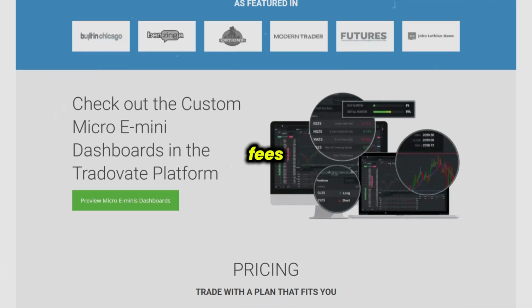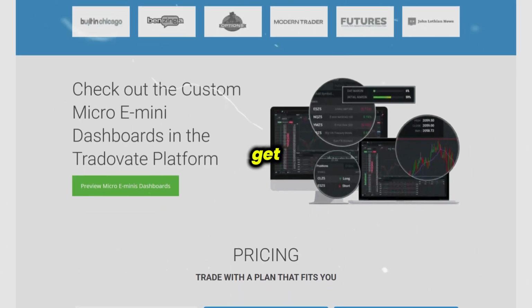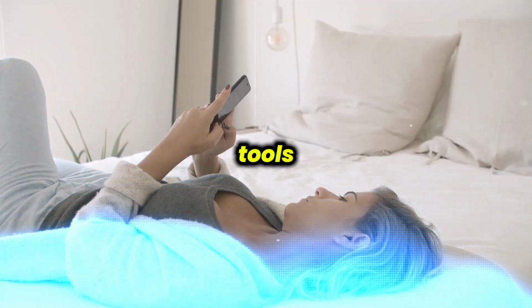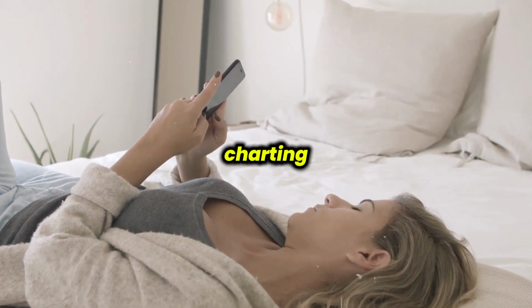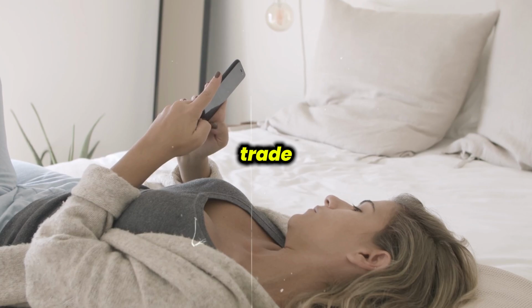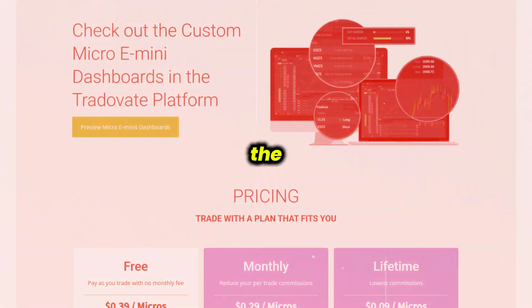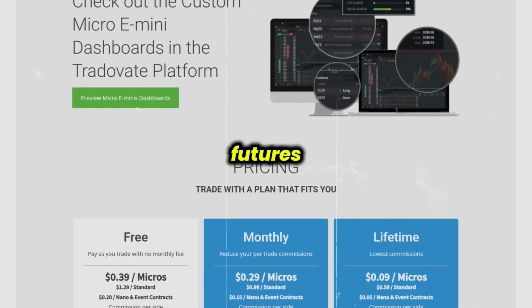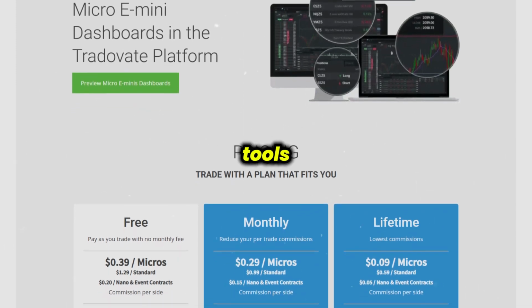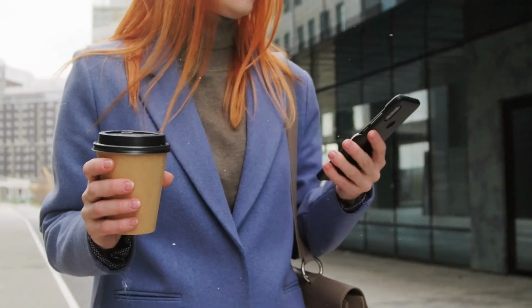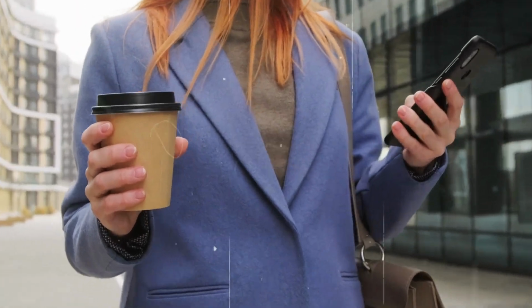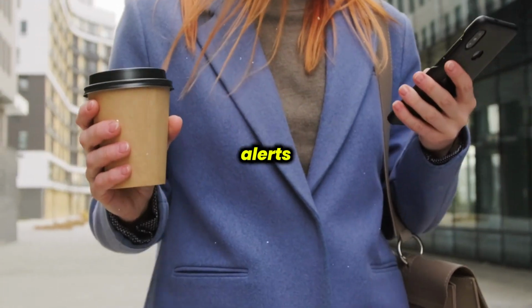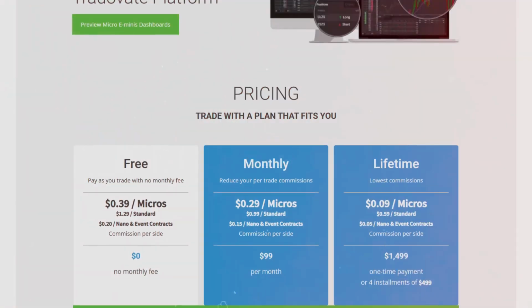There are no hidden fees for using the platform itself, and you get access to over 40 futures trading tools, including technical charting, market replays, and advanced trade management features. While the platform is packed with features, it's best suited for traders comfortable with futures markets, as the interface and tools can feel overwhelming to beginners. Security is robust, with 2-factor authentication and real-time alerts to keep your account safe.